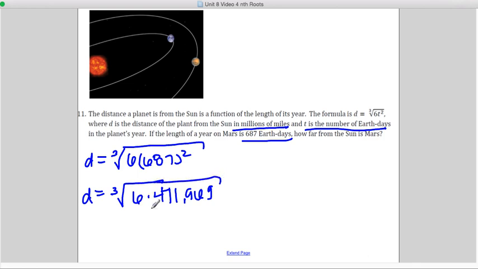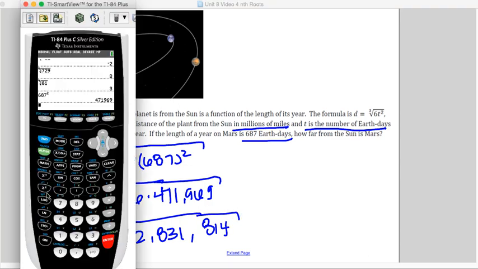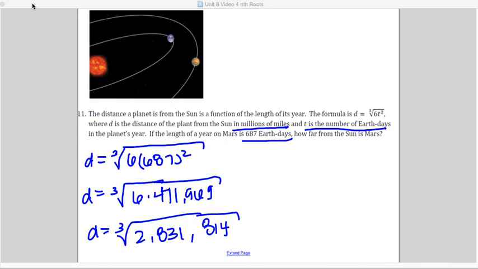Okay, if I multiply 6 times this, you get 2,831,814. Now I need to just go ahead and type that in on my calculator. It's the cubed root of, so we got to go to math, get the cubed root of 2,831,814, enter. And we get 141.4777816.